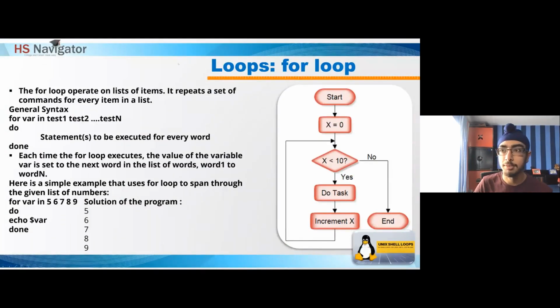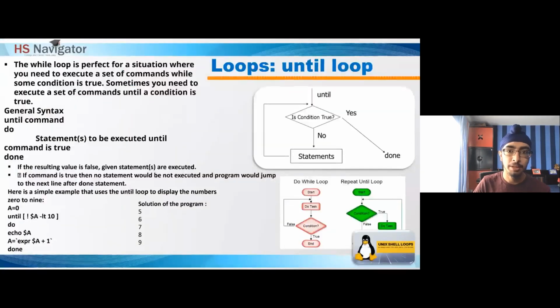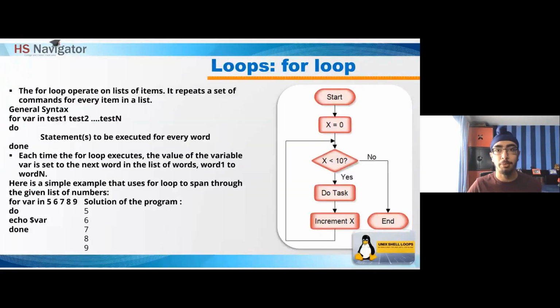The next type of loop is what's called a for loop. The for loop basically operates on a list of items. So instead of operating on a single condition, it'll operate on a list of items, and it repeats a set of commands for each item in a list. While loops run based on just a condition, while for loops iterate over a list of items. It could be any list of items, and I'll show you an example of it below.